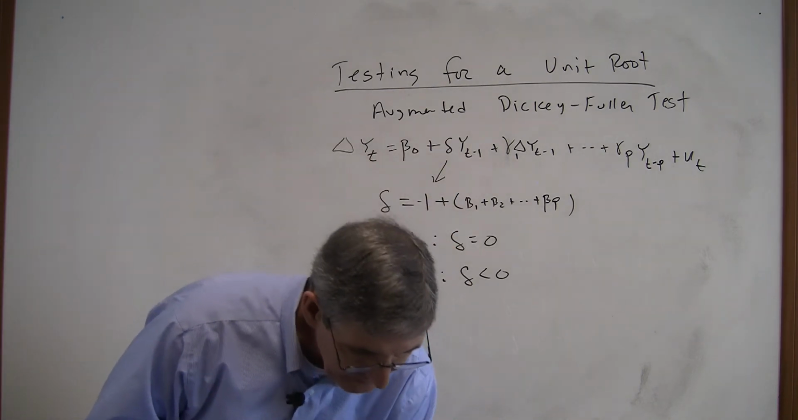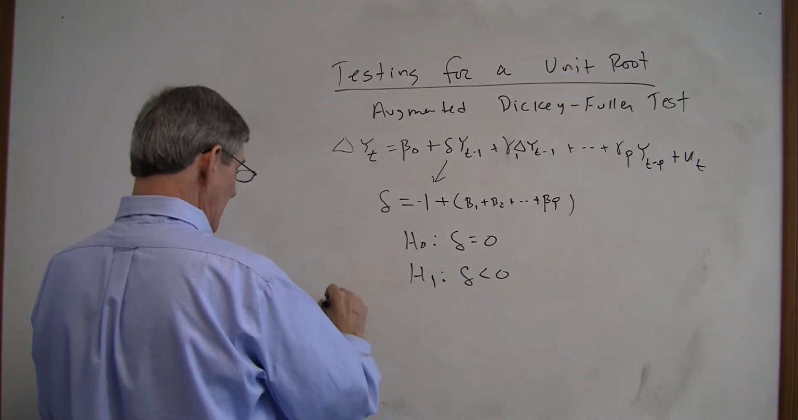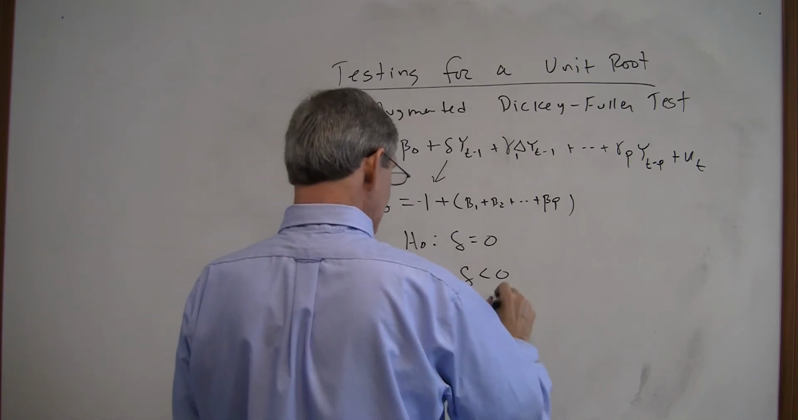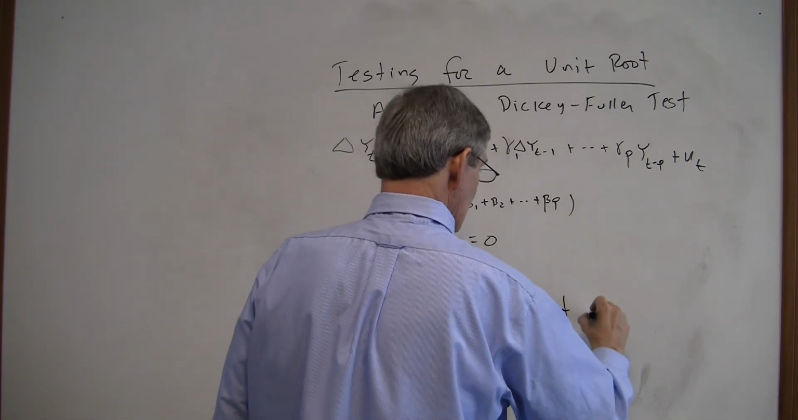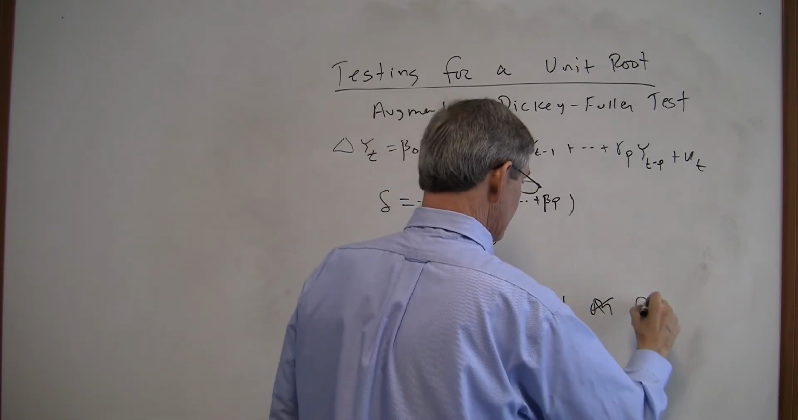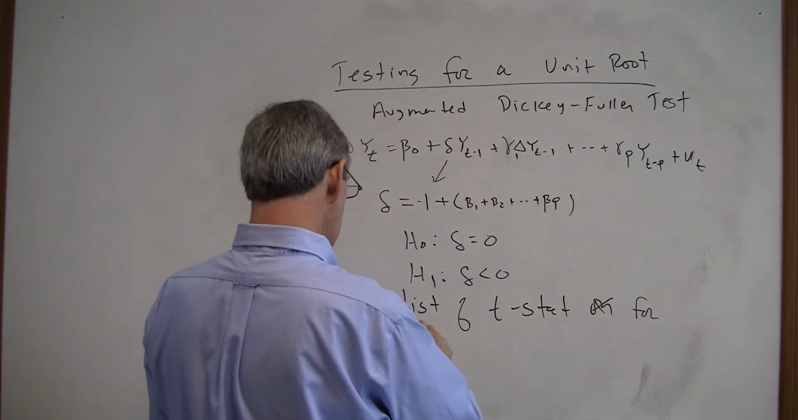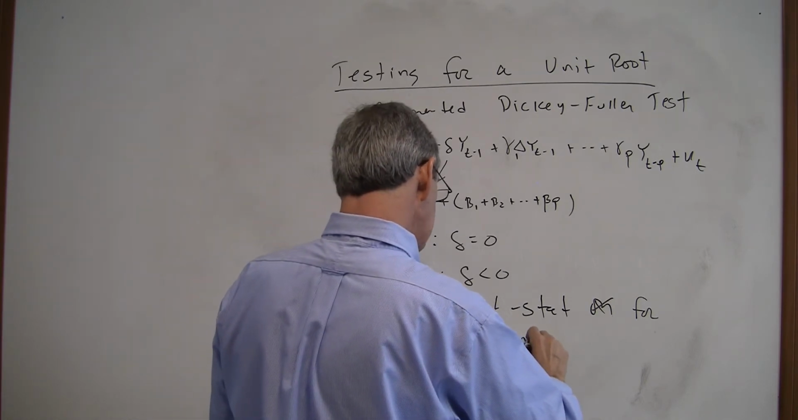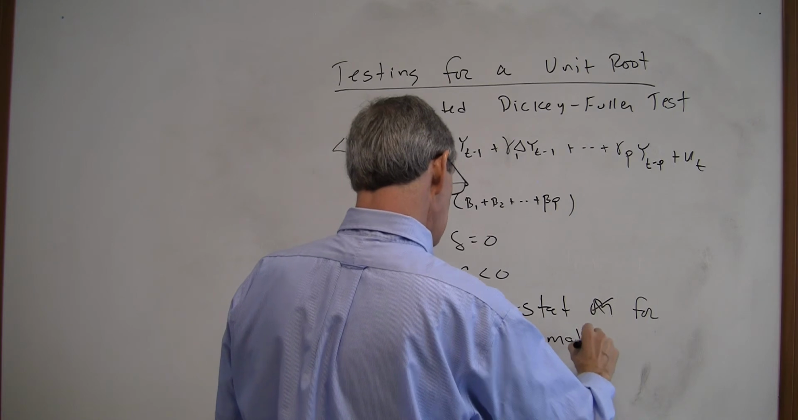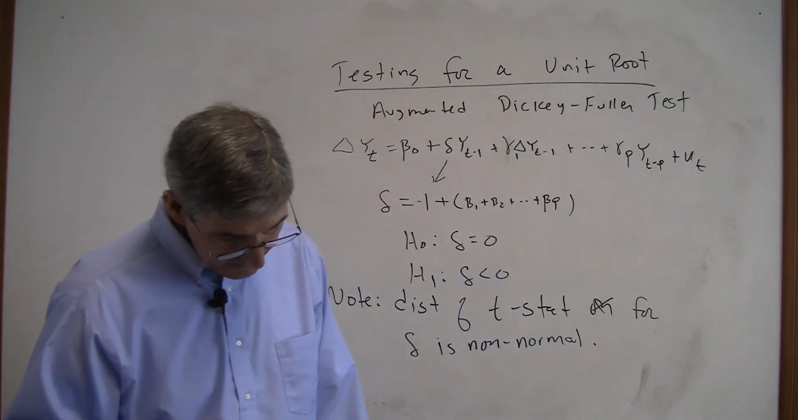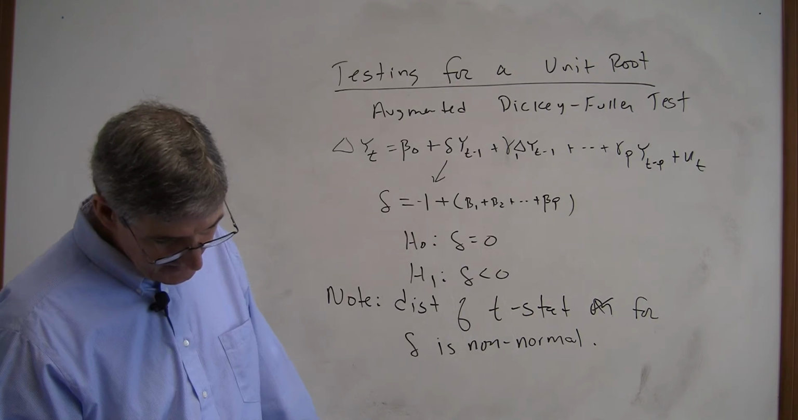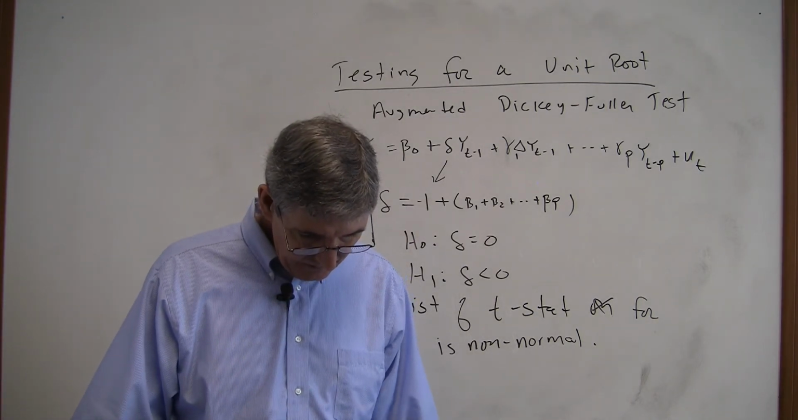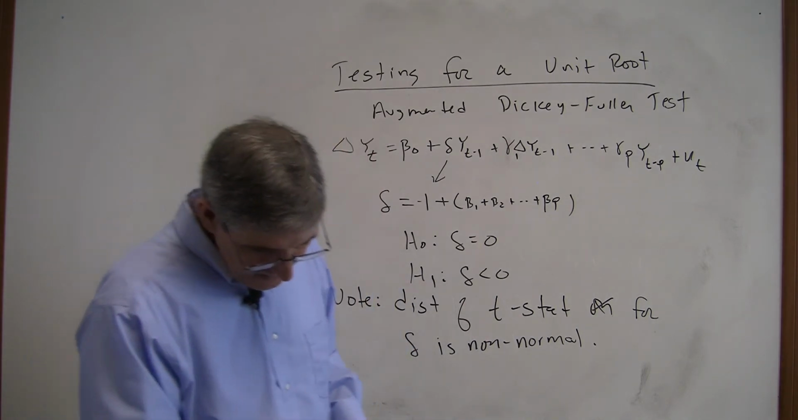But again, there's an important note. The distribution of the t statistic for delta is non-normal. So we're going to have to use the Dickey-Fuller test tables. You won't have to use the tables. We'll just use the Dickey-Fuller test in Stata. But you need to know that those things are different.